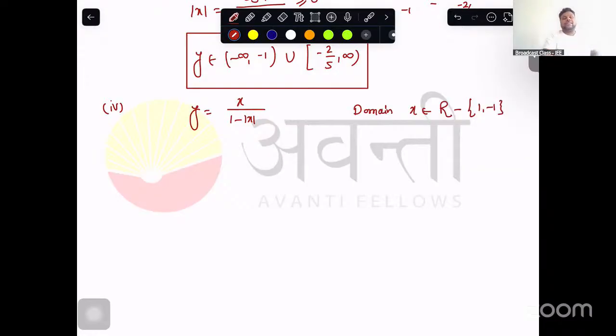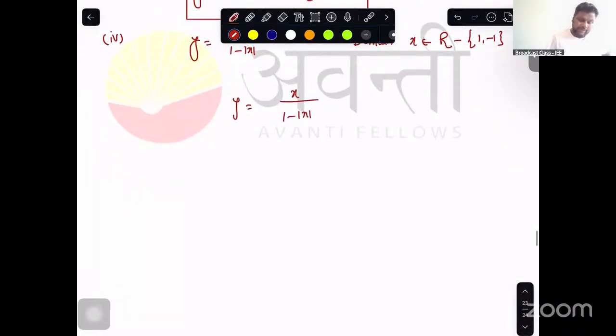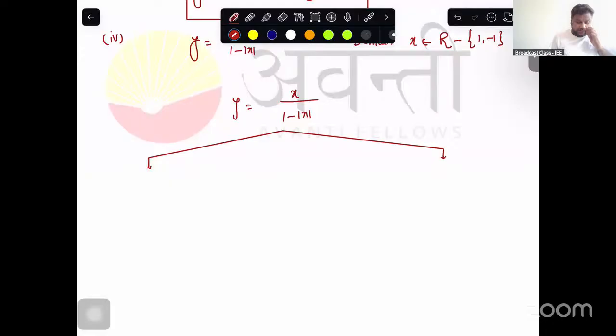Correct? But this question has to be done in two approaches. See, your y is x upon 1 minus mod x. First of all, let us make two different cases. One case is x greater than 0. Other case is x less than 0. Equality we count here. Somewhere you have to count it. I did it here. So if x is more than 0, you will write mod x as x. It will become x upon 1 minus x. If x is less than 0, you will write mod x as minus x. Your y will become x upon 1 plus x. Tell me, is it okay up to this point? Very important question.